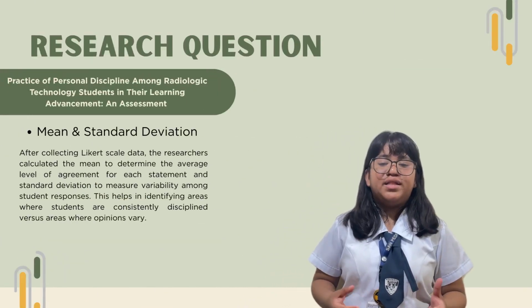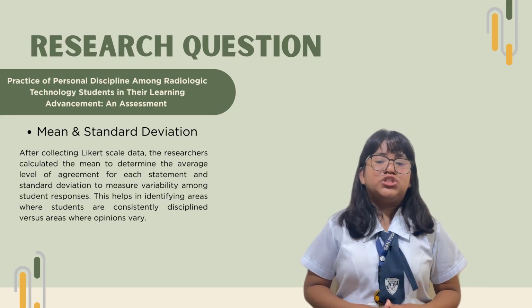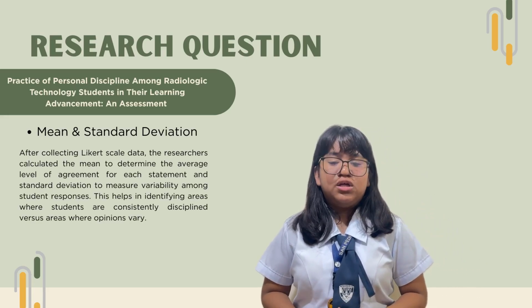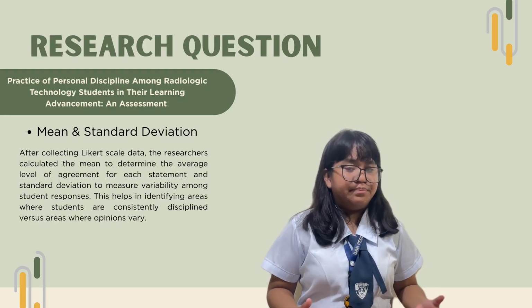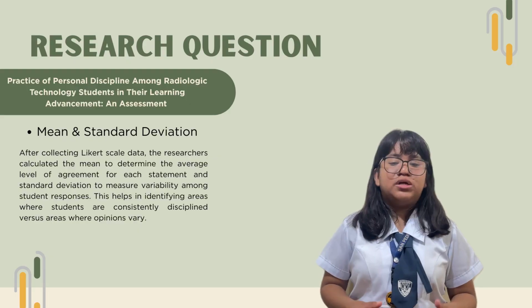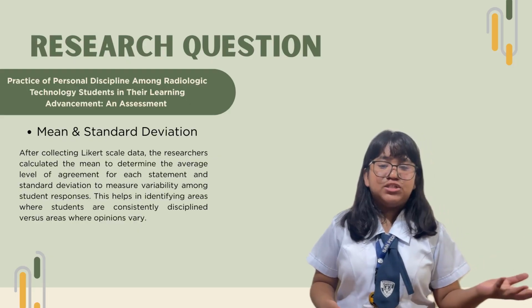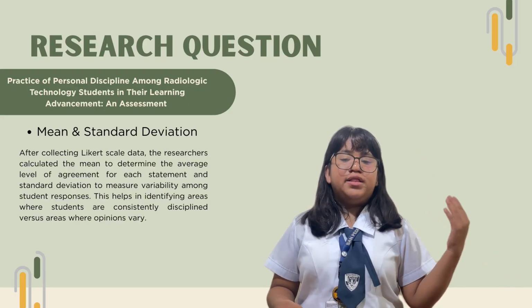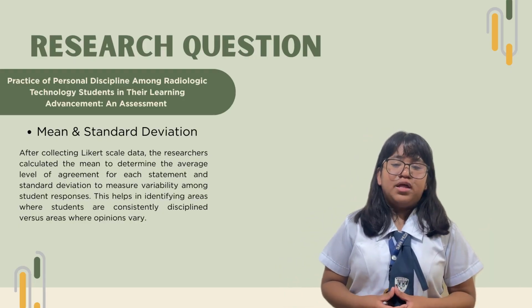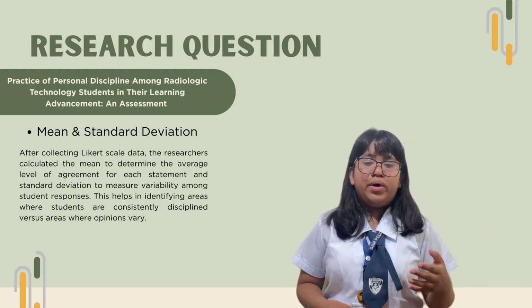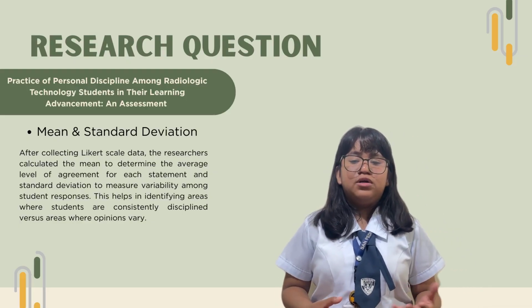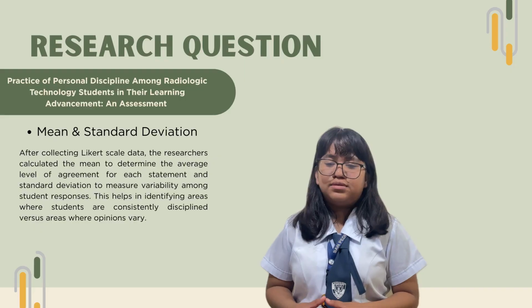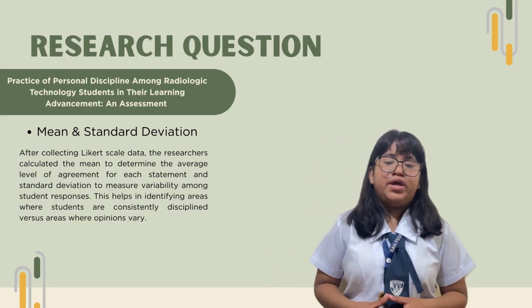Third, we have the mean and the standard deviation. Finally, the researchers applied the mean and the standard deviation. They calculated the average response of the students on each item, while the standard deviation showed how much the responses varied from the average. For example, in the time management category, the item I am capable of doing the task all the time had the highest mean of 3.74, indicating that the students generally agree with the statement.